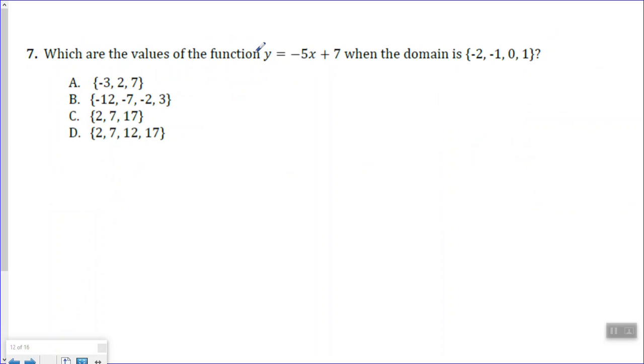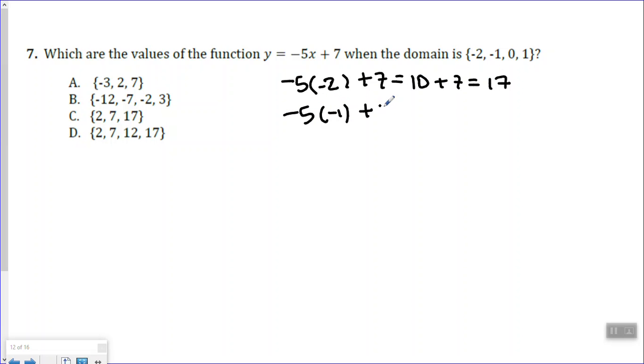Okay, which are the values of the function y equals negative 5x plus 7 when the domain is negative 2, negative 1, 0, 1? Again, these are x values. You have to plug them into x, so negative 5 times negative 2 plus 7. Negative 5 times negative 2 is positive 10, plus 7, which is 17. Let's plug negative 1 into x. Negative 5 times negative 1 is positive 5, plus 7 is 12.